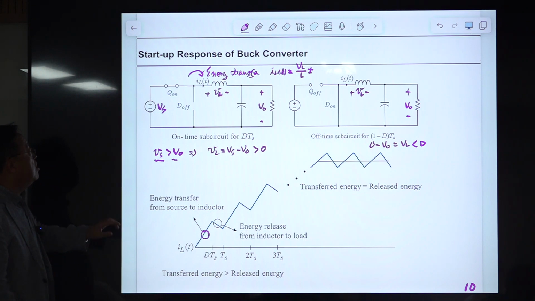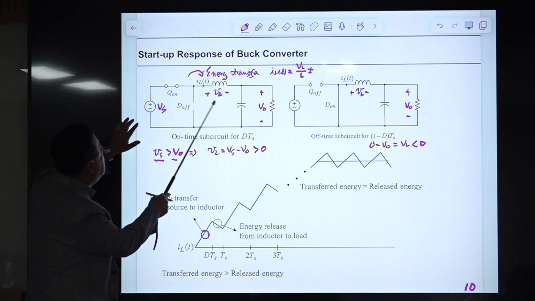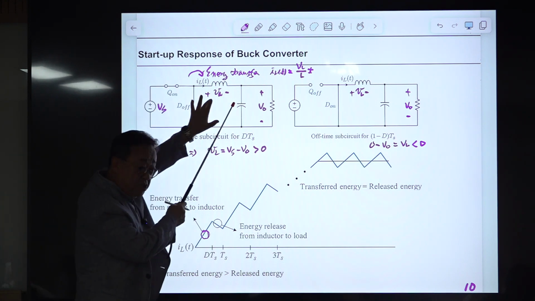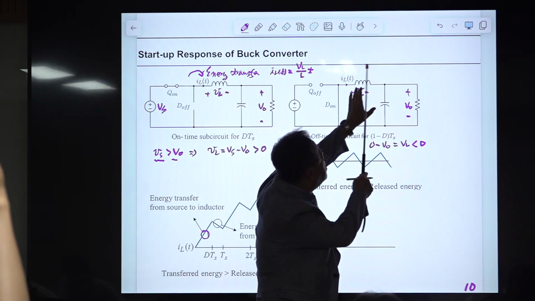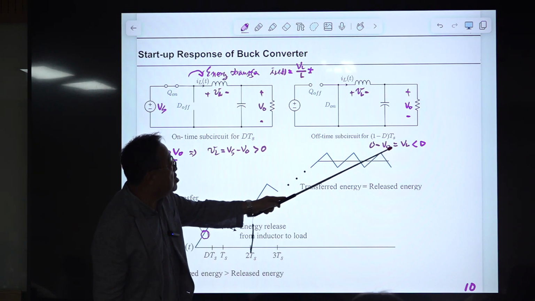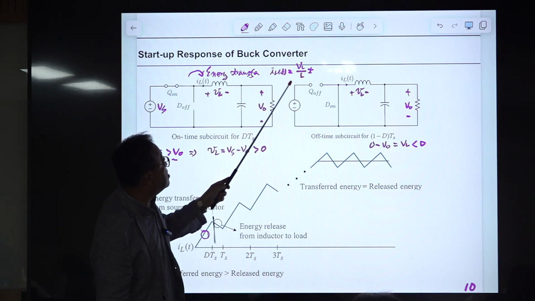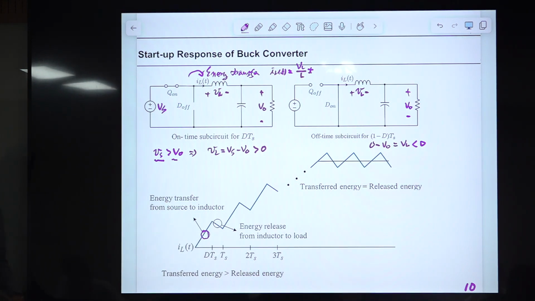What will happen here? During the on-time period, in which the inductor current is increasing, energy is transferred to this inductor. At this time, the stored energy is transferred to the load because the current is decreasing. The inductor voltage is negative, so the IL slope is decreasing. So this is energy transfer from the source to the inductor, and this is energy release.